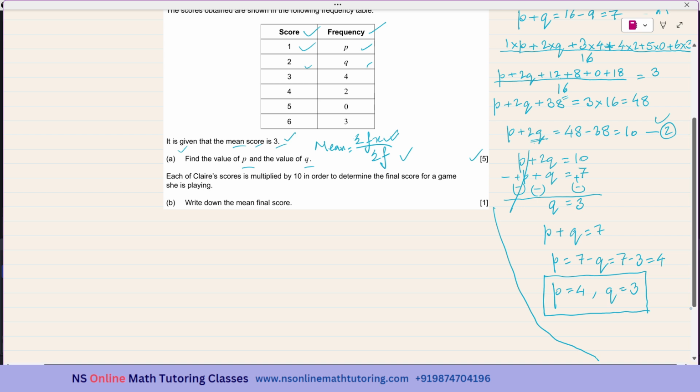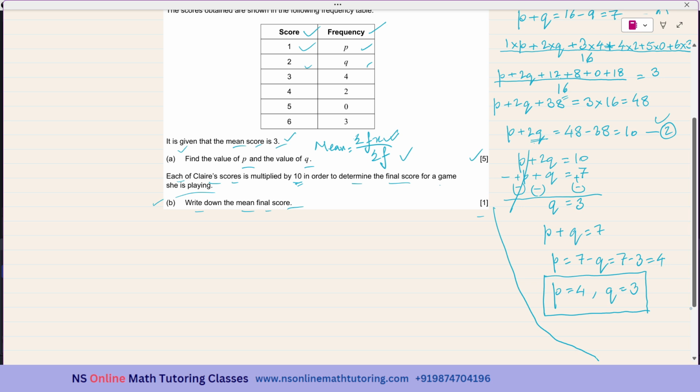And now each of Claire's scores is multiplied by 10 in order to determine the final score for a game she is playing. Part B's question is: write down the mean final score. It is containing just a single mark. So you know when the values are getting multiplied with a number, the mean also gets multiplied with the same number.